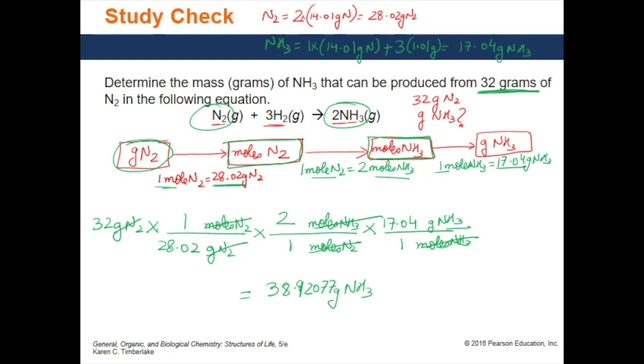This has 2 sig figs. So we want the final answer to have 2 sig figs, which would be 39 grams of ammonia. Because the next following digit is greater than 5, we are going to round it up. So our final answer is 39 grams of ammonia will be produced from this reaction.